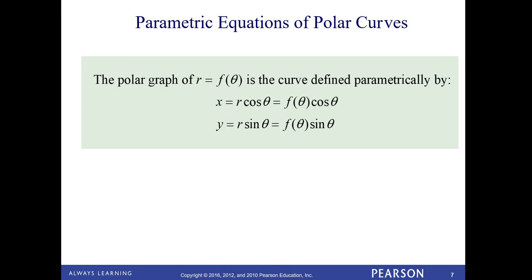Parametric equations of polar curves. Now we're combining our parametrics and our polars. If r is a function of theta, I can define it parametrically by using my conversion x equals r cos theta. Since f of theta is r, whatever this function is would go in front of the cos. And since y equals r sine theta, r could be replaced with this function times sine theta. So let's take a look at one and see what we can do with this.